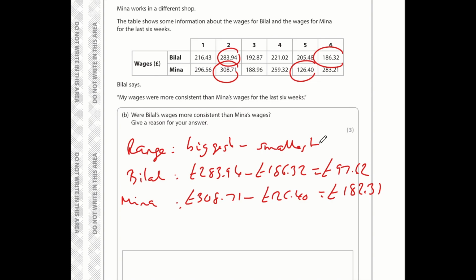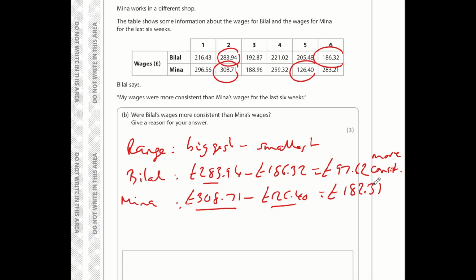To be honest, we don't even need to do the calculations, although we probably do have to get the marks. Since Mina's largest number is bigger than Bilal's, and Mina's smallest is much smaller than Bilal's, the range is obviously going to be greater for Mina than Bilal. What we need to remember is the smaller the range, the more consistent. The bigger the range, the less consistent. So Bilal is paid more consistently. I can't quite fit it in, but I was trying to write more consistent there.